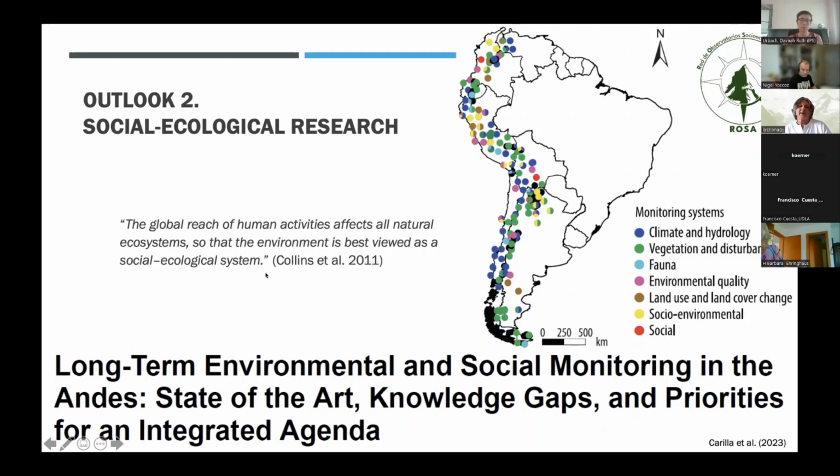There is a budding network of Andes-wide monitoring of environmental and ecological monitoring. And the groundwork for this partly has been established by a recent publication by Julieta Carrillo et al.